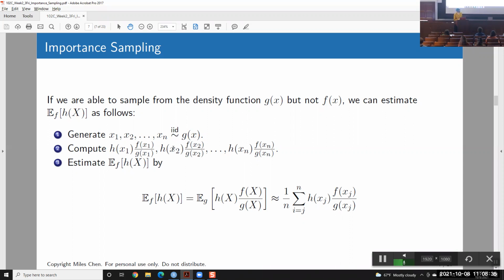Calculate h applied to that x value. Multiply it by f applied to the x divided by g applied to that x. And then take the mean of all of those numbers. Take the sample mean. And that is going to be equal to the expected value of h applied to x if x came from f. And again, that seems weird, but somehow it works.